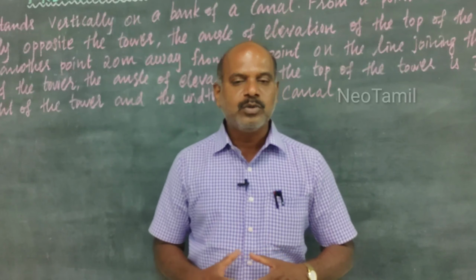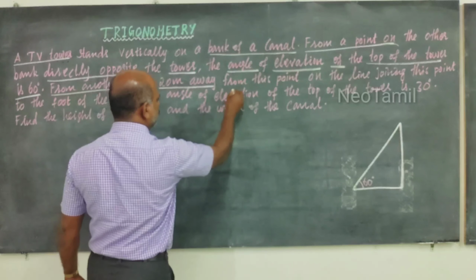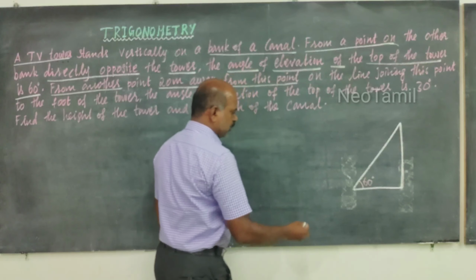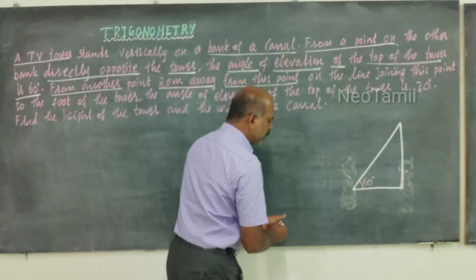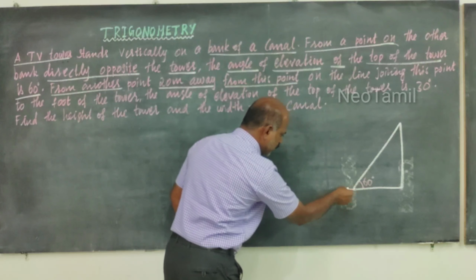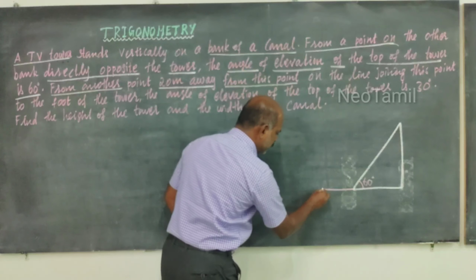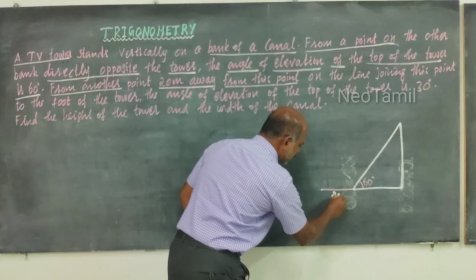The angle of elevation of the top of the tower is 60 degree. Okay. From another point 20 meter away from this point. So this is the point 20 meter away from this point. Actually this is the 20 meter.